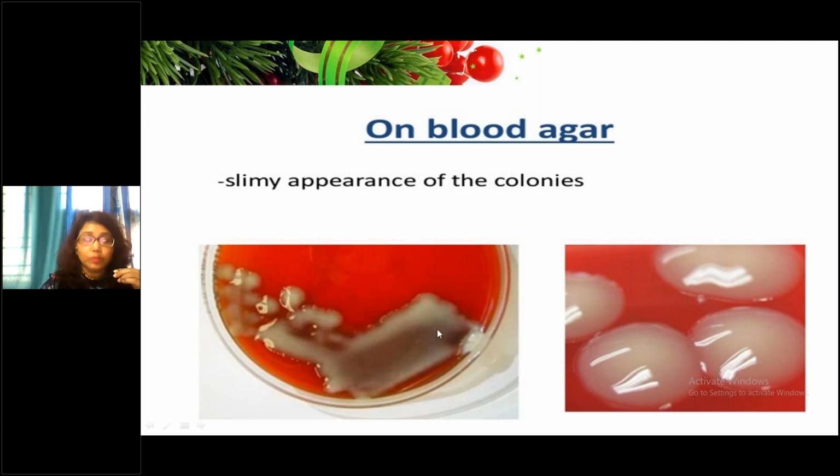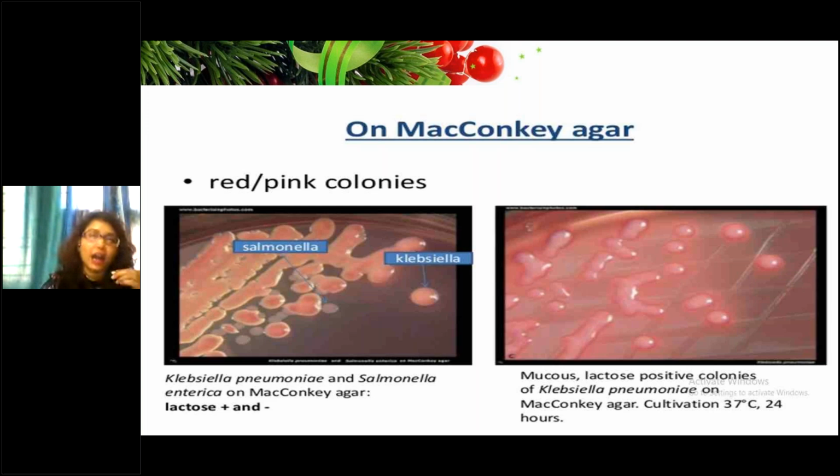So these are very much mucoid in appearance. That is because of the polysaccharide capsule. Please remember this. Please do not forget these are pink colored mucoid colonies. This is because of lactose fermentation, and you can remember this.